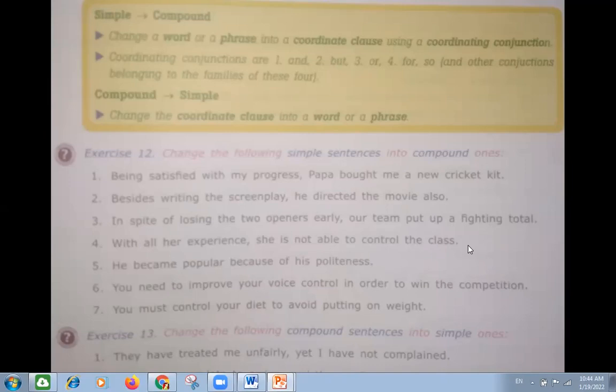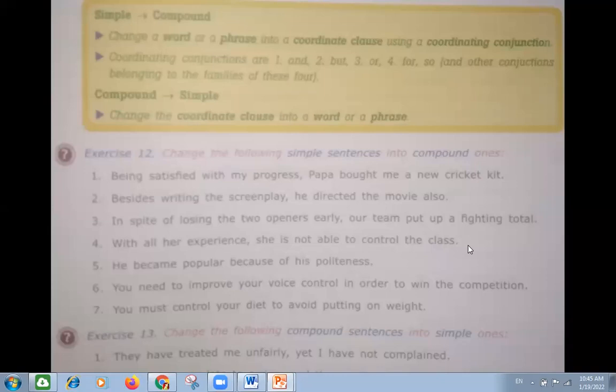Lower down your hands, everyone. Besides writing the screenplay, he directed the movie also. Now you need to see. You need to use some conjunctions to apply. Again, Sneha, Ishmeet, Varsha. Let's go to Ishmeet first. All right, Ishmeet. Good morning, sir. Good morning, Ishmeet. What should be the answer of the second sentence?